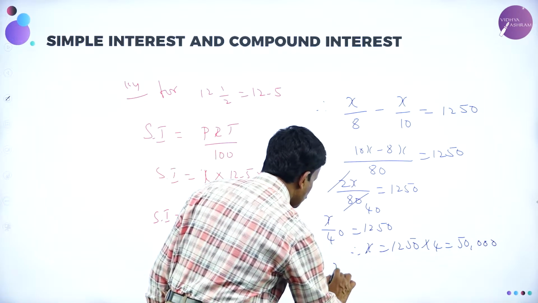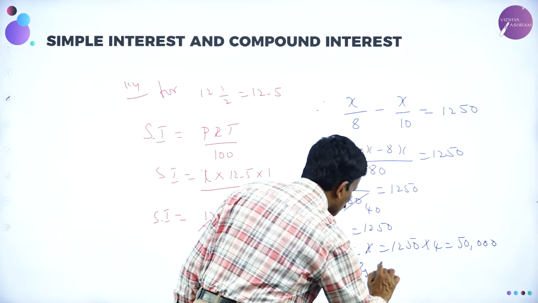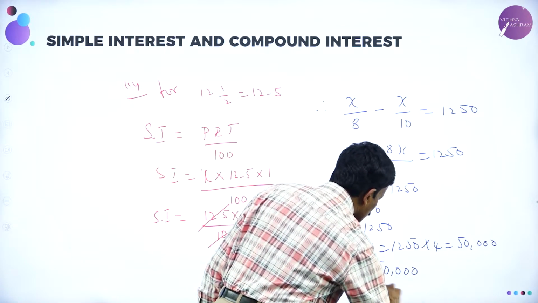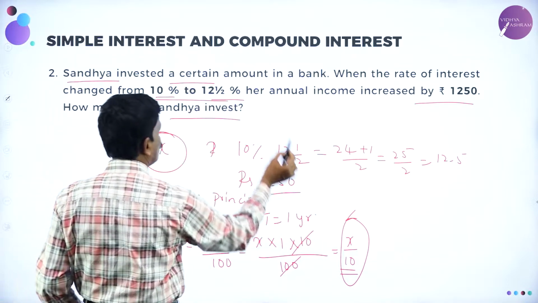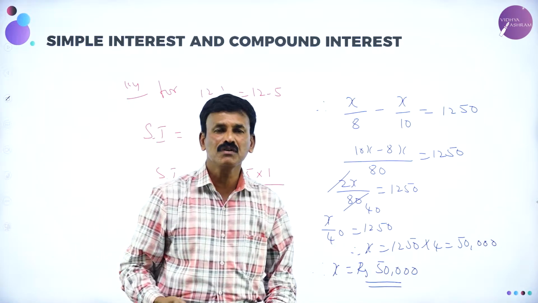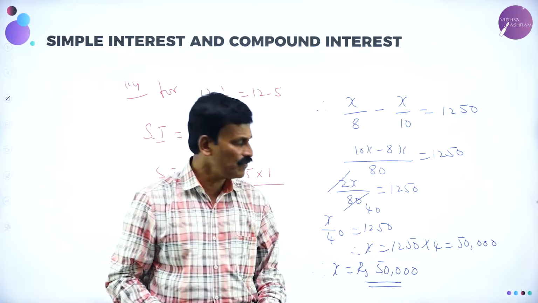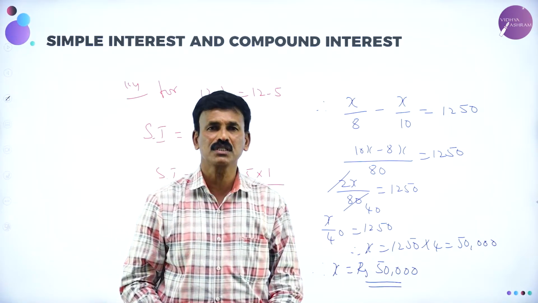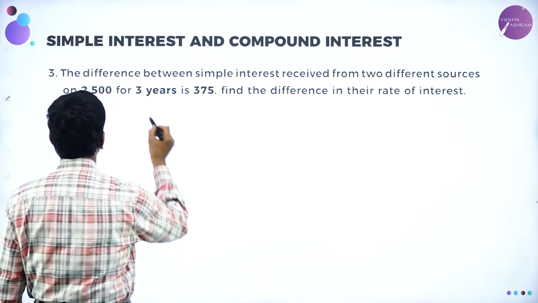So our investment X is equal to rupees 50,000. So Sandhya invested an amount of rupees 50,000. So she is going to invest or deposit an amount of rupees 50,000. That's it. Okay. Now let us come to the next problem.